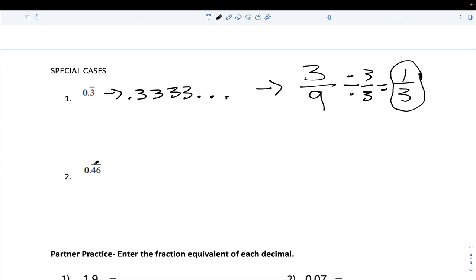Try number 2. 46 is not in the hundreds. You do 99. 99, yeah. You take 1 away.